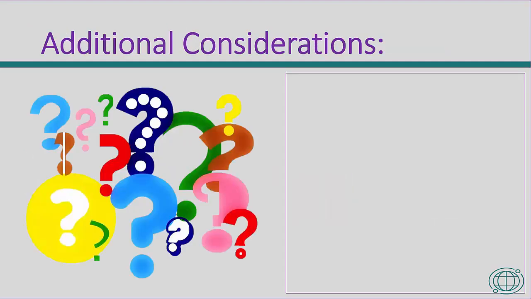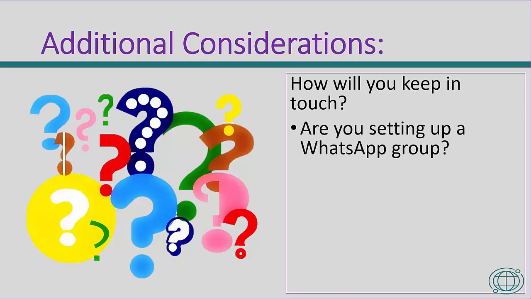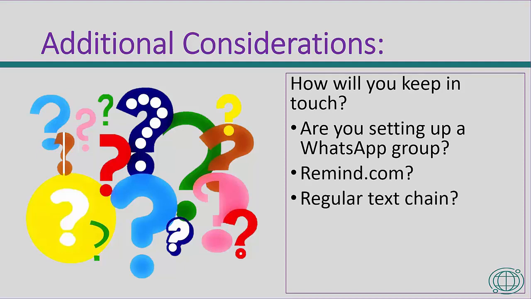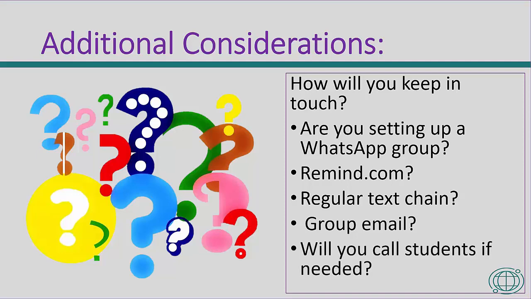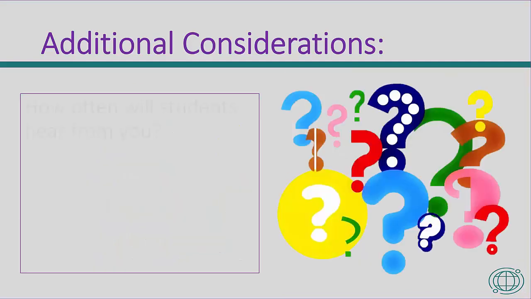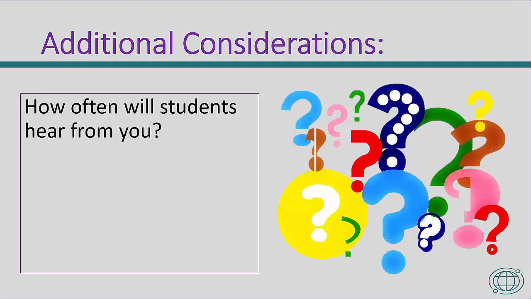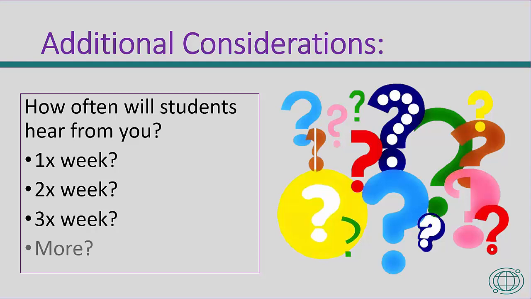Other items to consider when developing your communication plan are: how will you keep in touch with students? Are you setting up a WhatsApp group, Remind.com group email, or regular text? Will you call students if they're absent from class? How often do you plan to communicate with your students? Once a week? Twice a week? 3 times a week? Maybe more.